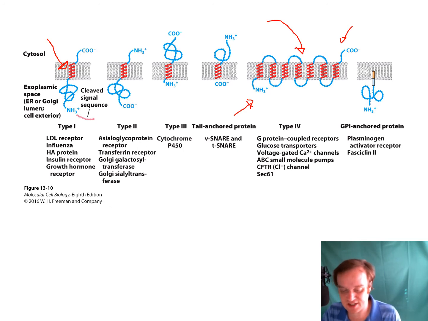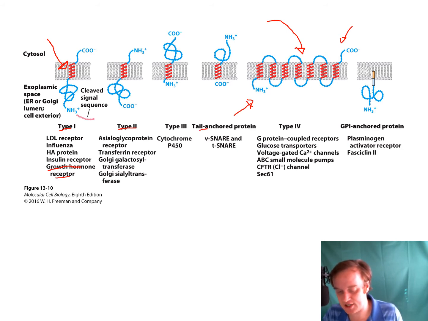So as you can see, there are the 5 different types here. We have type 1, which is LDL receptor. We have type 2, which is a transferrin receptor, and they also have different, you can see growth hormone receptor for type 1, etc. But you can kind of see the different motifs here.